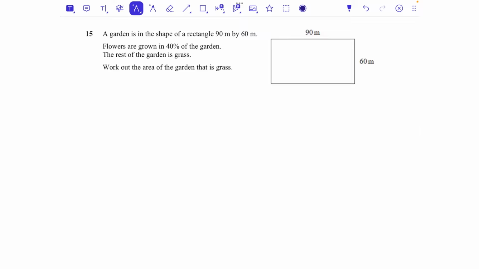Question number 15. A garden is in the shape of a rectangle 90 by 60. Flowers are grown in 40% of the garden. Okay, let's just sketch that because you guys know I like a sketch. So 40% flowers and the rest of the garden is grass. So 60% grass. Work out the area of the garden that's grass. Well, let's get the total area. The area of a rectangle is base times height, so 90 times 60.